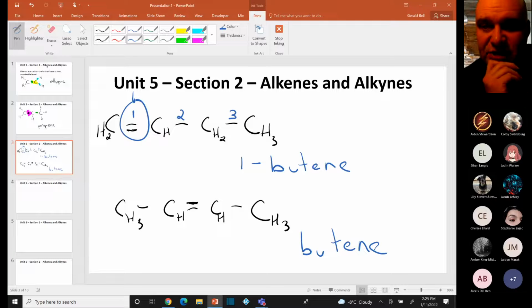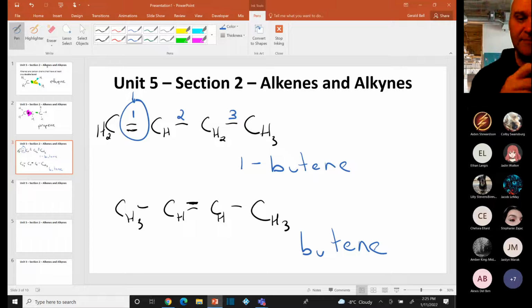Now, if we had other stuff on this chain, we would then also number our carbon chain, and then we'd see where that is. But this always sort of trumps it. You always want the multi-bond to have the lowest number possible. Now, when it comes to our next carbon chain here, that's a 1, that's a 2, and that's a 3. So we have our multi-bond in the 2 spot now. This is a 2-butene.